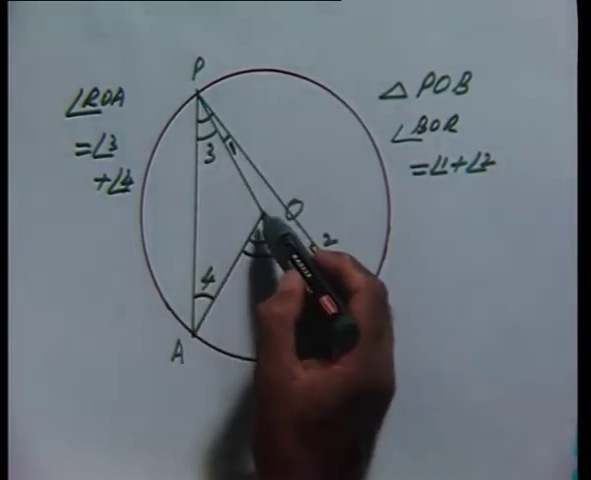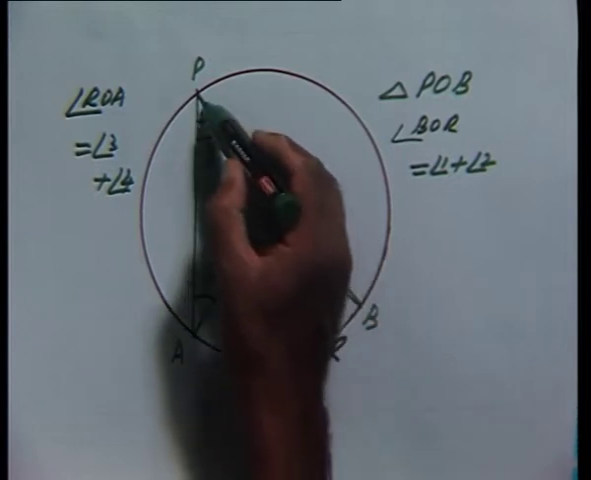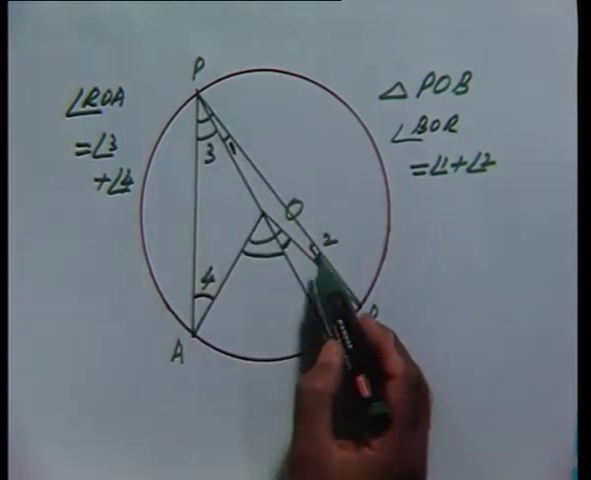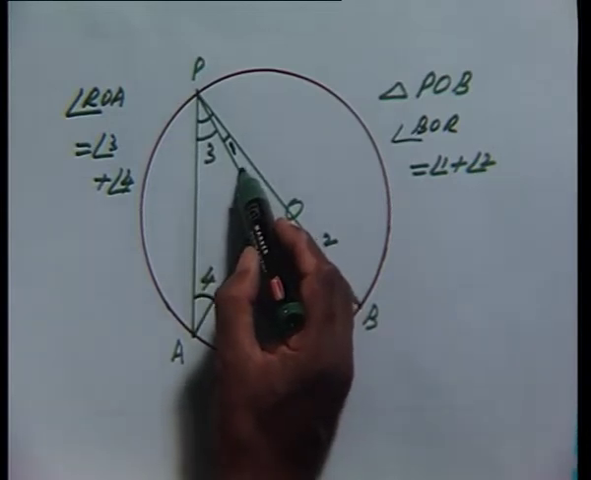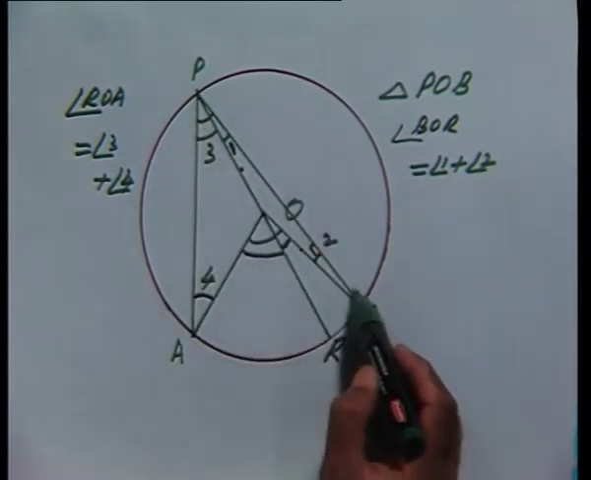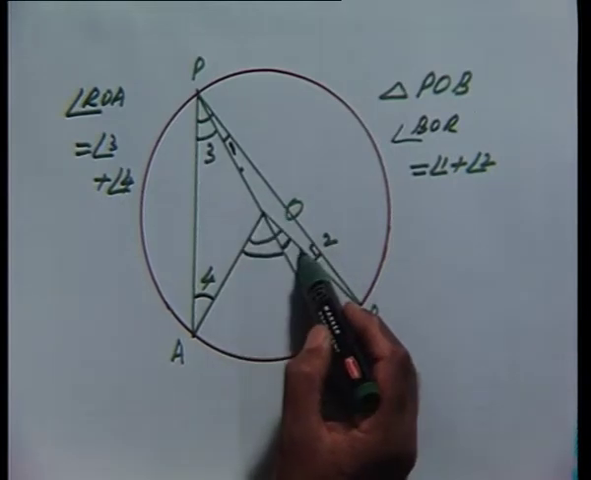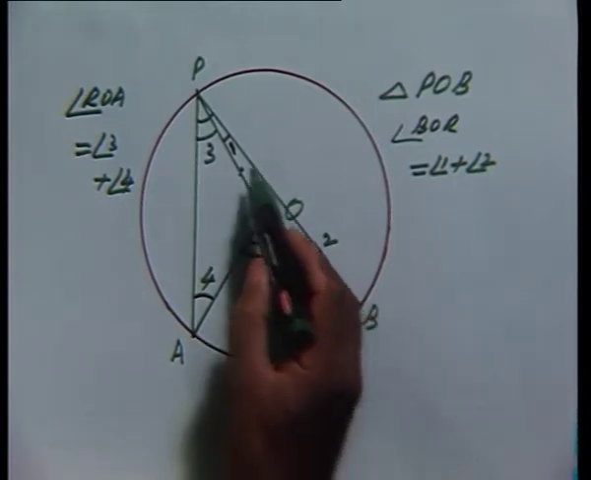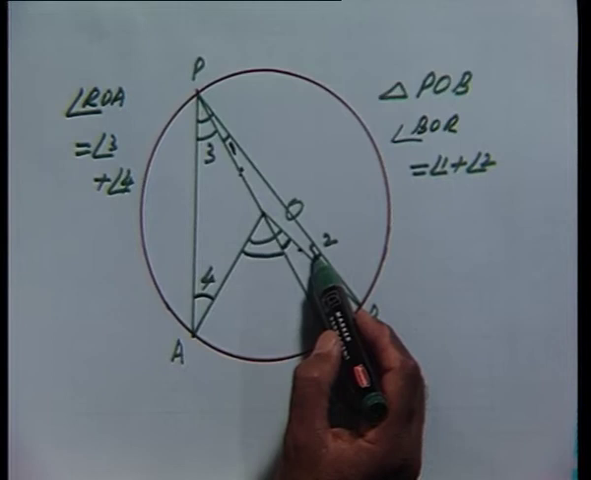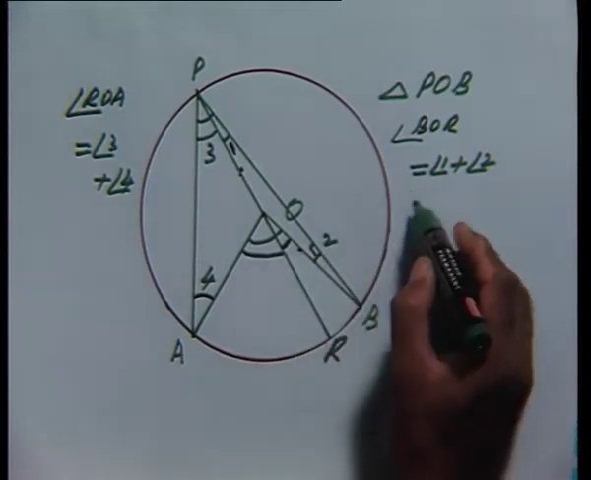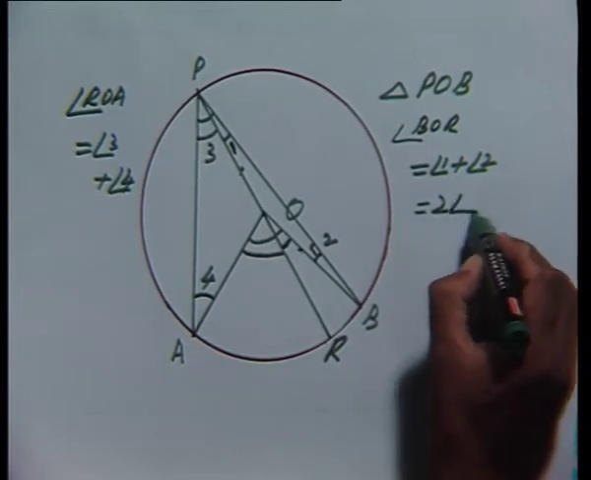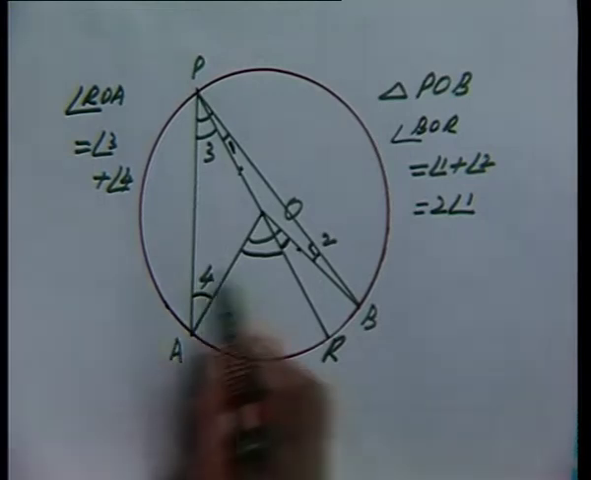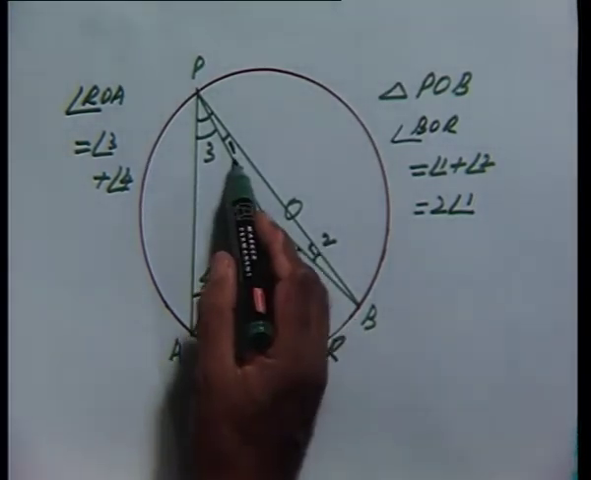Now, if you observe in this triangle OPB, this is the radius, this also is the radius. So, in this triangle, when these two are the radii, that means they are equal. So, angle 1 must be equal to angle 2, because it is an isosceles triangle. So, I can say that this is nothing but twice of angle 1, because 2 and 1 are equal.